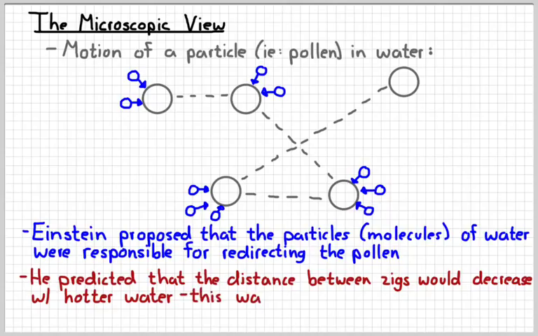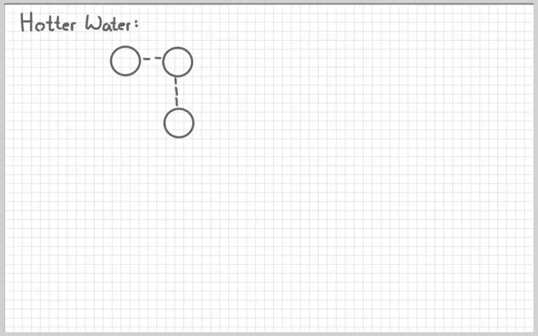He predicted, using the atomic theory, that the distance between the zigs would decrease when the water got hotter. And so the motion would look like shorter distances between zigs and zags. This was later confirmed by experiment. So Einstein was really good about not only proposing what theory should say, but also giving us a direct way to test it later on. So here's what the motion looks like in hot water. It moves a shorter distance before zigging and zagging.